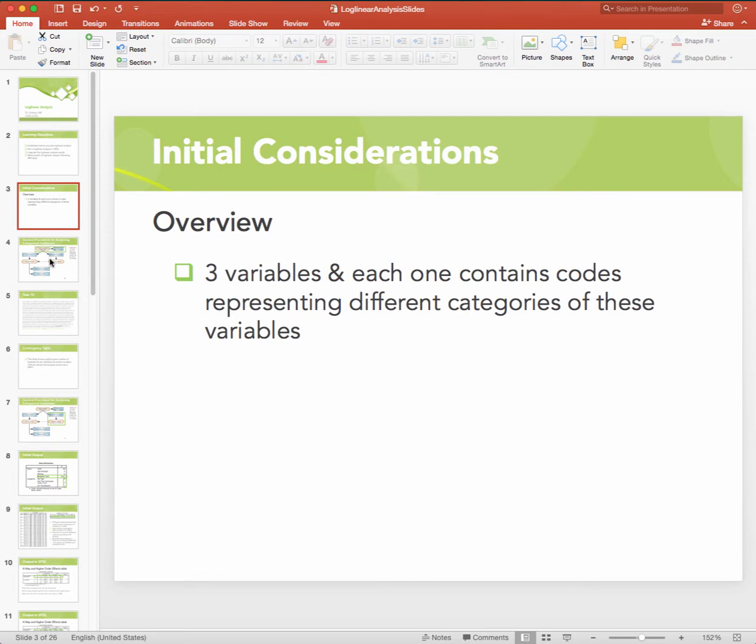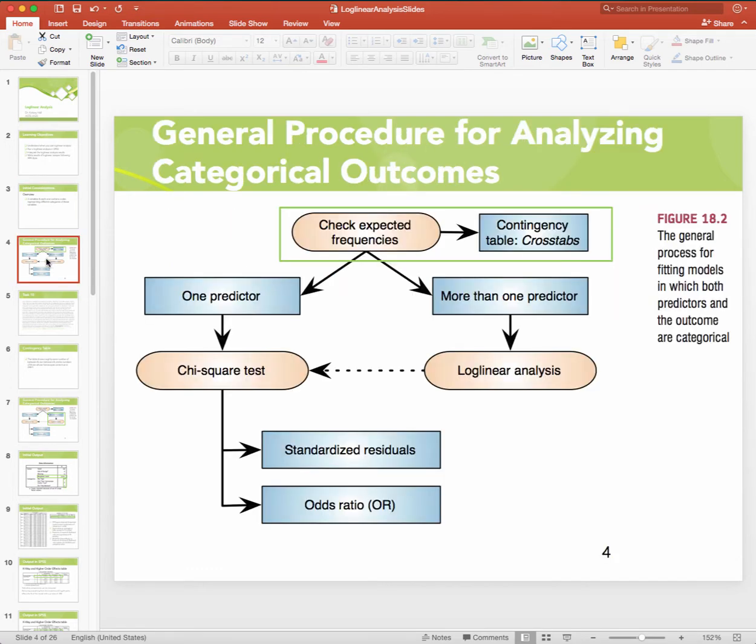We have a general process that we follow, and the first thing that we do is check the expected frequencies in our contingency table. The contingency table just contains the number of cases that fall into each combination of categories, and we should have no expected counts less than 1 and no more than 20% of those counts less than 5.